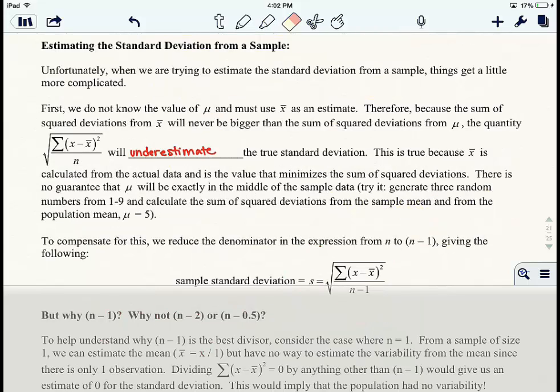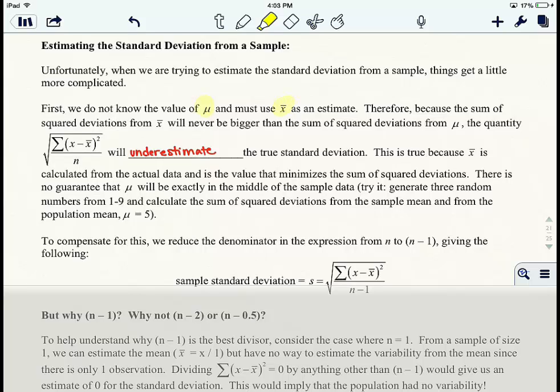Estimating, the value we just found was standard deviation, but estimating the standard deviation from a sample instead of a full population is a little bit harder. First off, we don't know the value of mu, the actual average, so we must use x bar as an estimate, or the average of our sample.